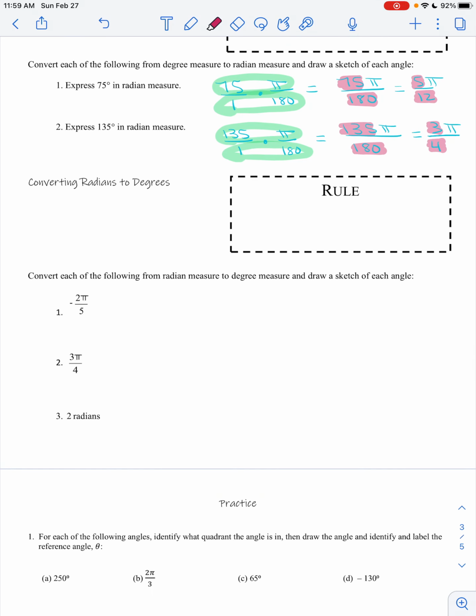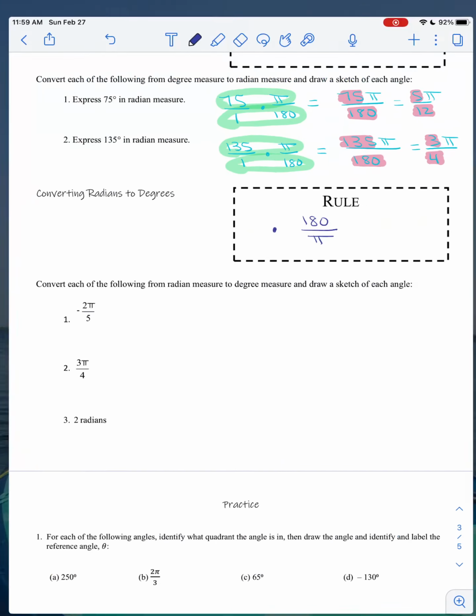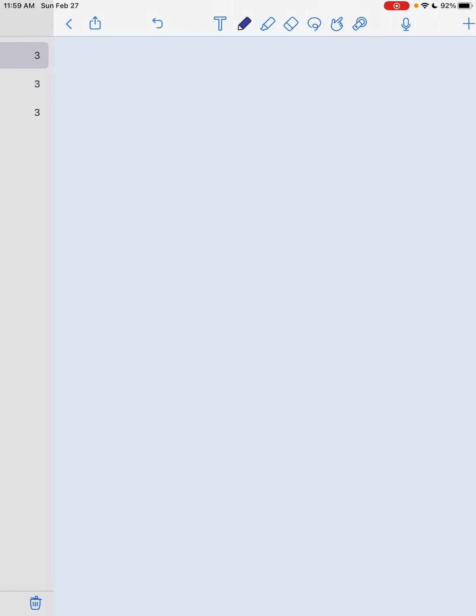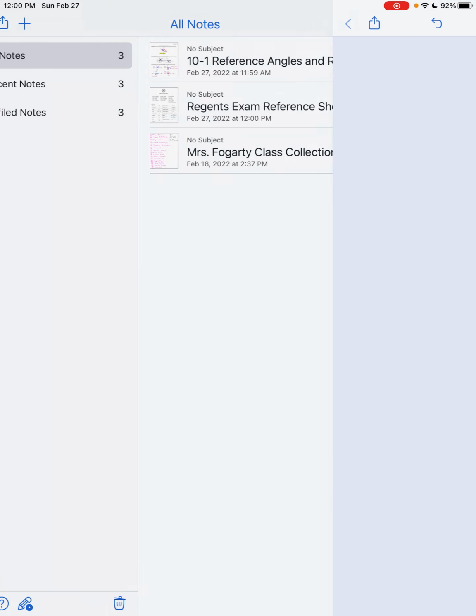Okay. We can also convert from radians to degrees, maybe I'll use a different color, by multiplying our angle in radian measure by 180 divided by pi. This conversion is also on your reference table. So if you have an angle in radians and you want to go to degrees, you multiply by 180 divided by pi.